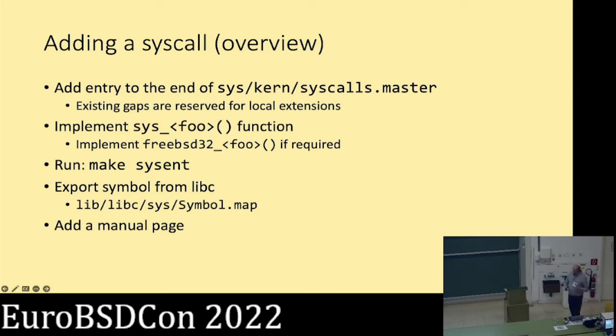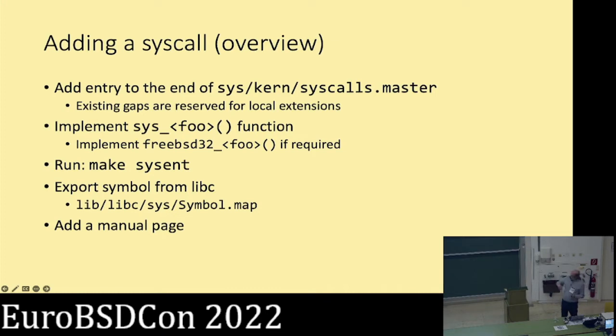So you add it to syscalls.master. You add it to the end. All the gaps in the system call registry are now reserved for local extensions. You implement your sysfoo function that does whatever it is you need to do. If you need to, you implement a FreeBSD 32 version of it. We'll talk more about that in a bit. You run this make sysent command at the top level of the source tree.